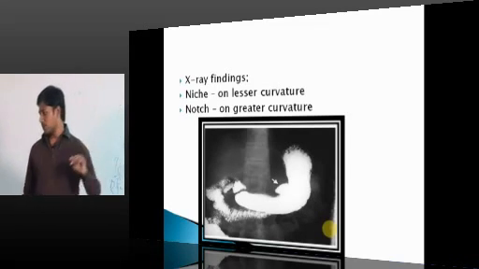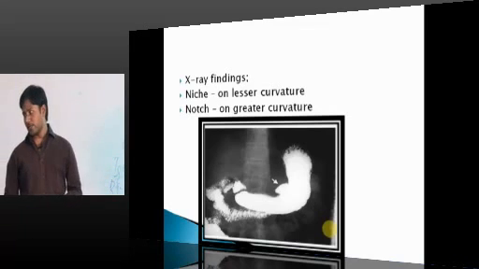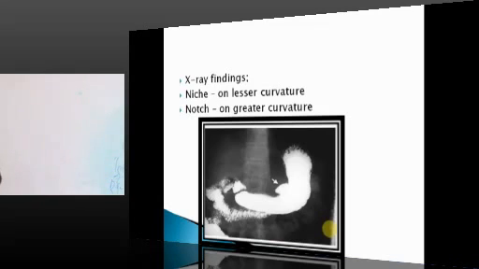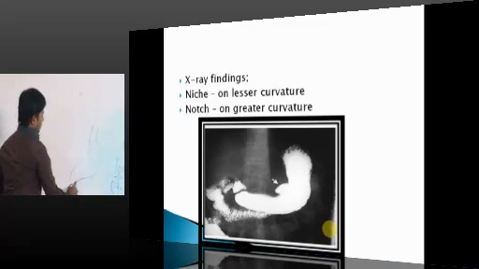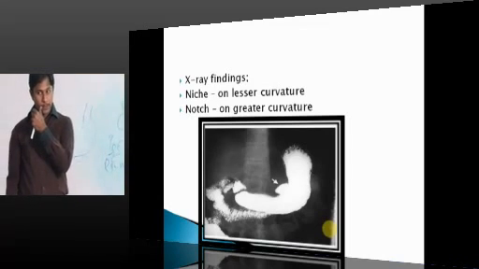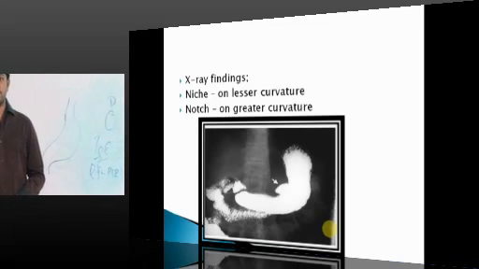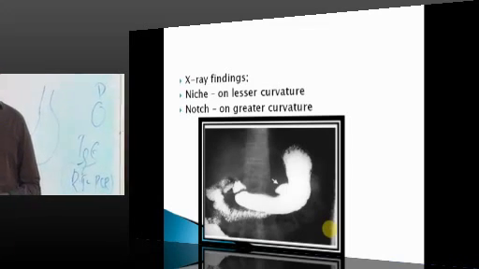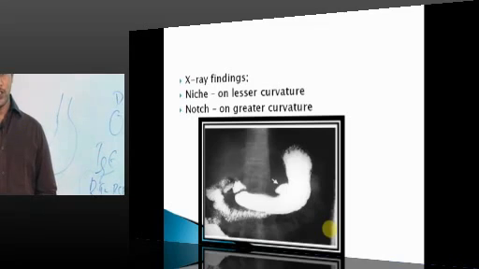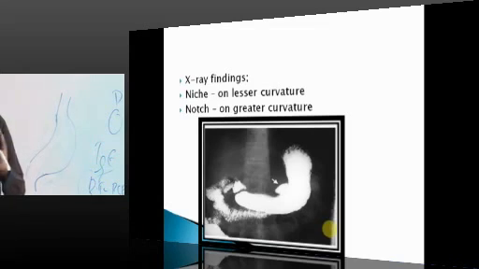We have one thing called niche and notch. Niche and notch appearance. Okay. What is this niche and notch appearance? What is niche? Ecological niche. Social studies. Niche is home. Okay. Sweet home. That is niche. So niche is present on which surface?